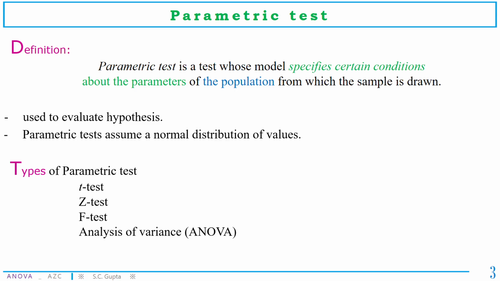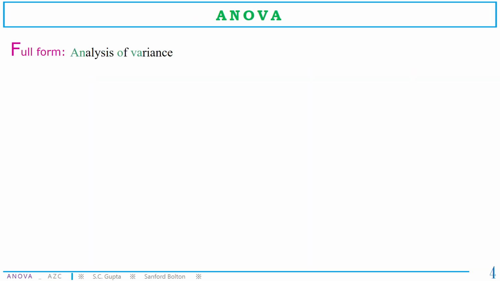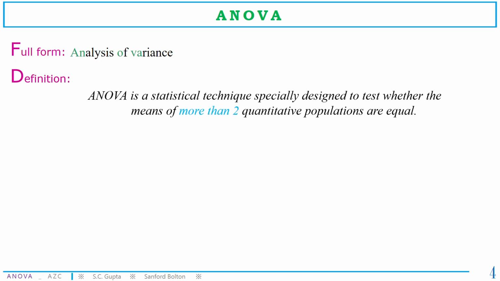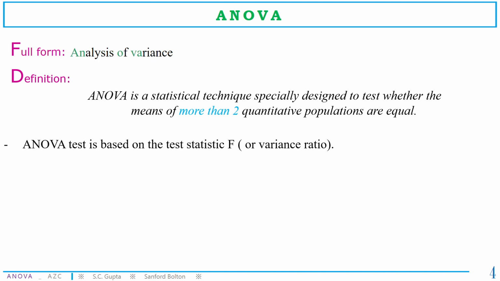Types of parametric test: t-test, z-test, f-test, and analysis of variance, also called ANOVA. ANOVA, full form is analysis of variance. Definition: ANOVA is a statistical technique specially designed to test whether the means of more than two quantitative populations are equal. ANOVA test is based on the test statistic F, or variance ratio.